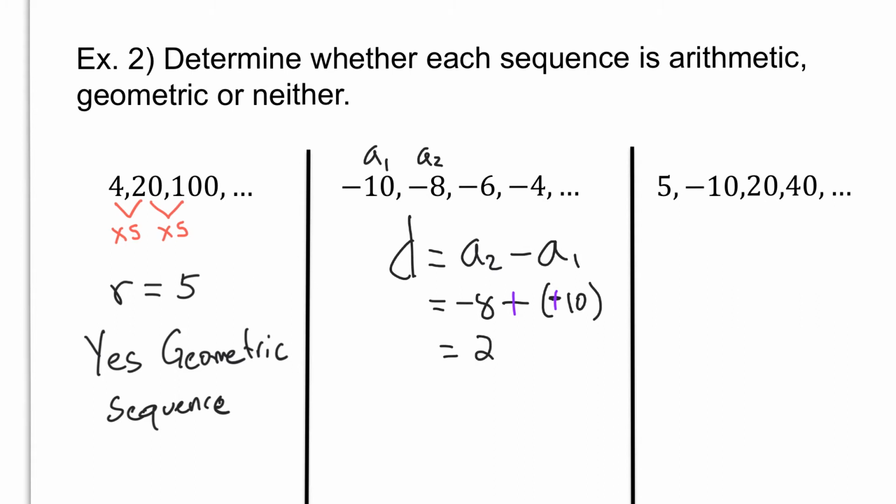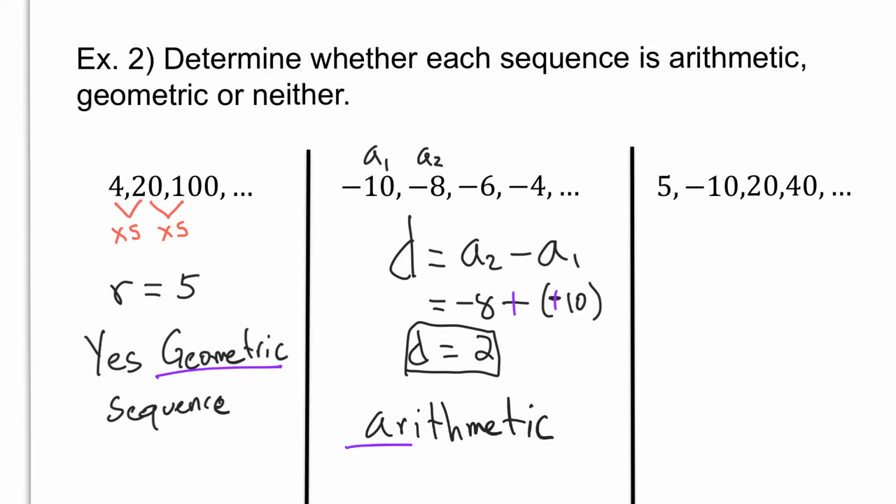So you check. Are you adding 2 to get to the next term? Well, -10 plus 2, -8. -8 plus 2, -6. -6 plus 2, -4. It works. So this one is arithmetic, because we found out we are adding 2 to get to the next term. So the first one is geometric when you multiply. The second sequence is arithmetic because you're adding.